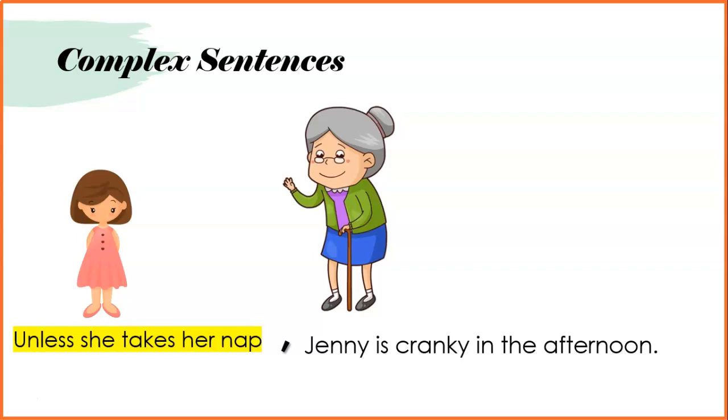Jenny is cranky in the afternoon is a sentence. If you leave it by itself without everything else on the screen, it'll be fine. We need a comma because the dependent clause is in the front. The little girl is leading. The dependent clause is in front of the independent clause, so we need a comma.